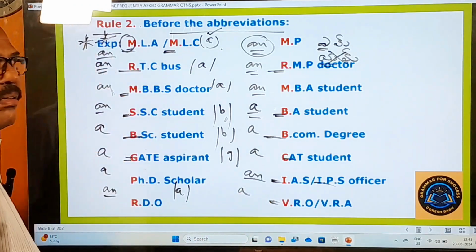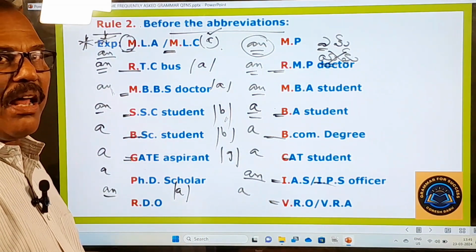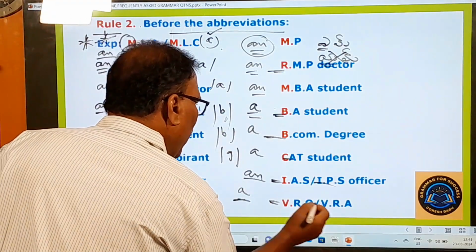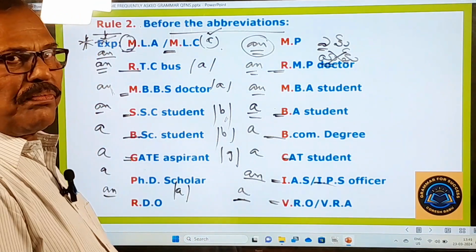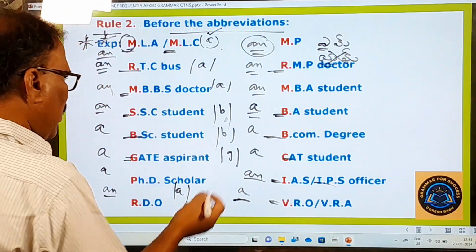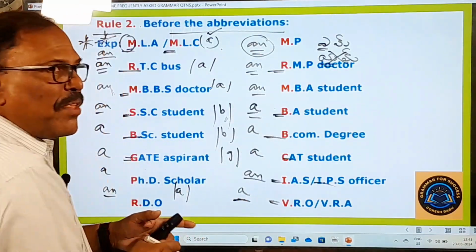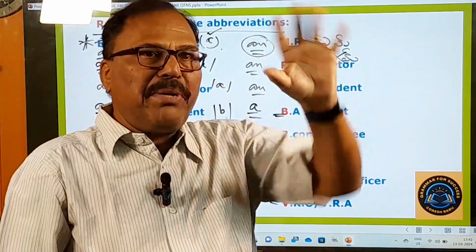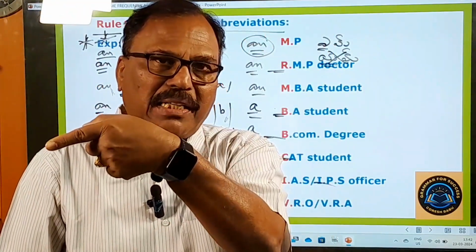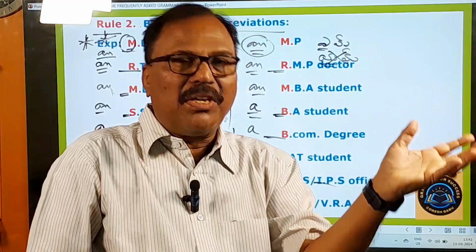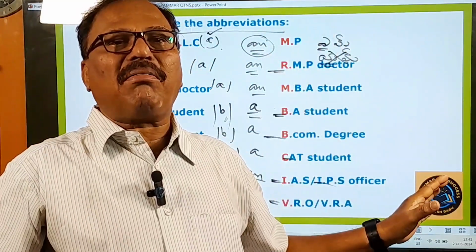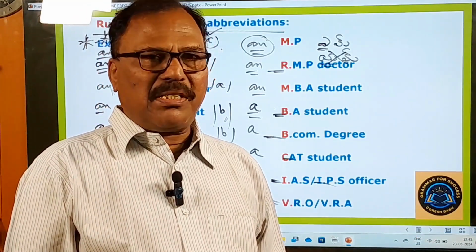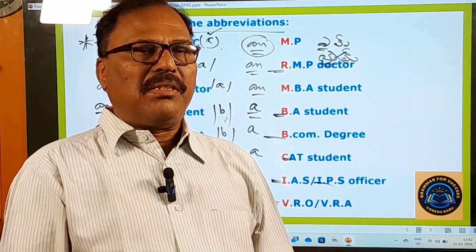A VRO. Va, ya, ra, la, va. Va is a consonant sound in Telugu and in English. That's why a VRO, a VRA. So before the abbreviations, just observe the beginning sound of that abbreviation. If it begins with a vowel sound, use an before that. If it begins with a consonantal sound, use a before that. That's all. Any problem here? Very simple, very easy. Watch it again and again, you can easily understand the entire subject, and there will be no problem at all.